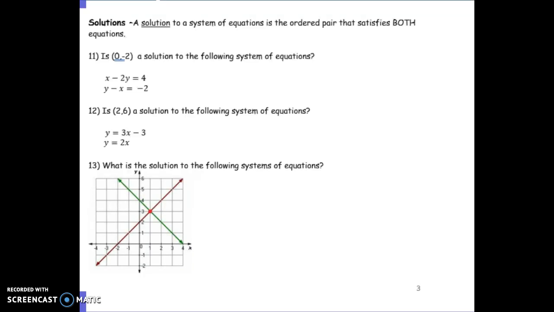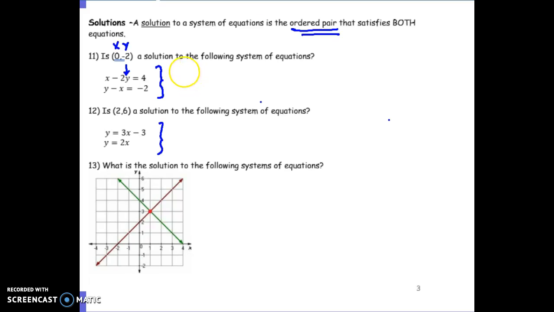It says, a solution to a system of equations is the ordered pair that satisfies both equations. So if you have the question, is (0, -2) a solution to the following systems? And sometimes with systems you might see a little curly bracket here. Okay, I just don't want you to get confused by it. All you have to do is take that ordered pair, your x and your y, and plug it into both of those equations. If they're true for both, then it is a solution.